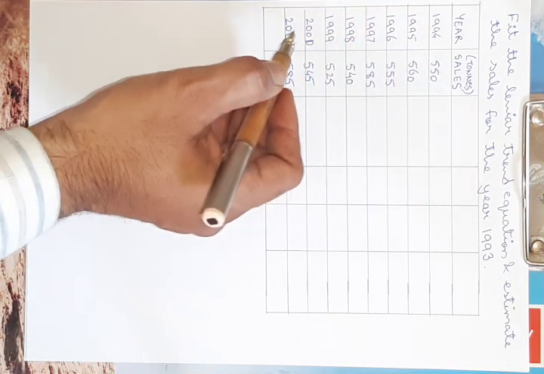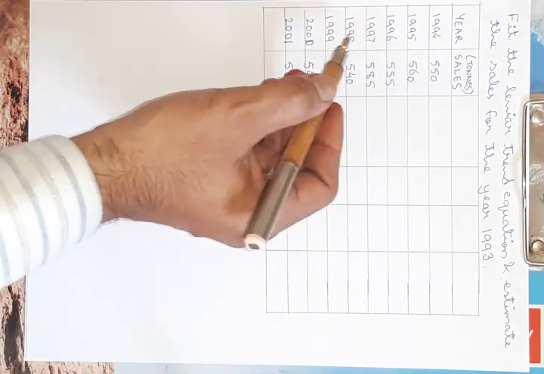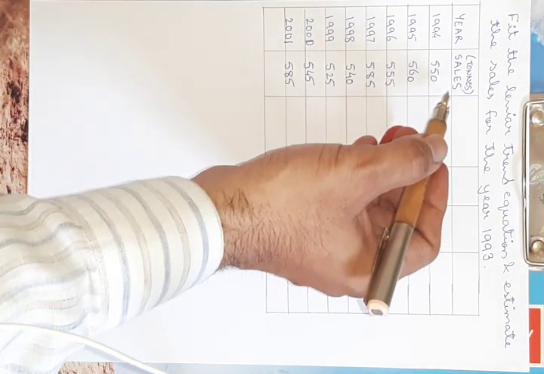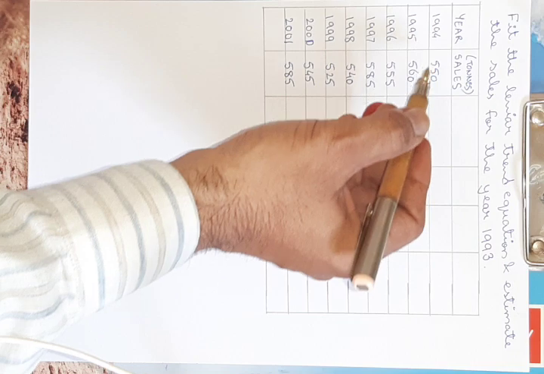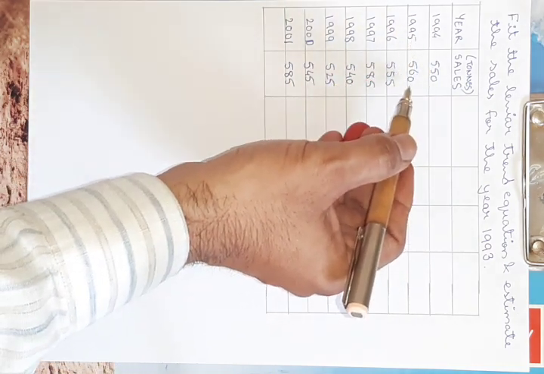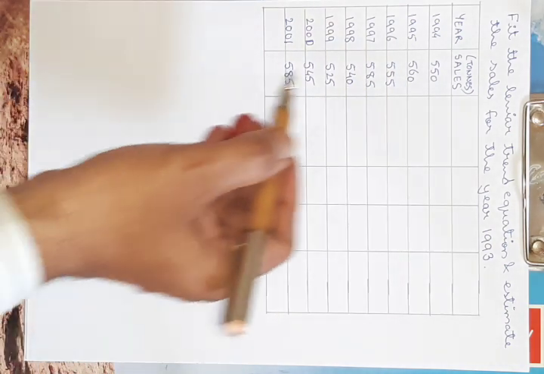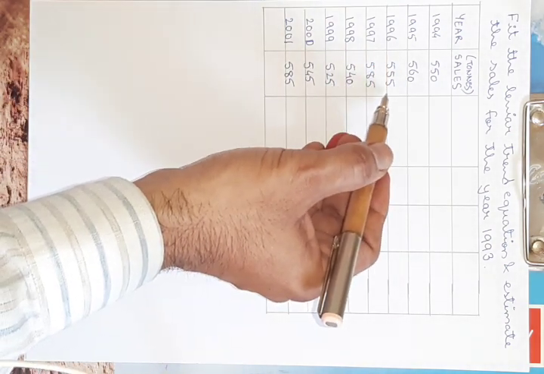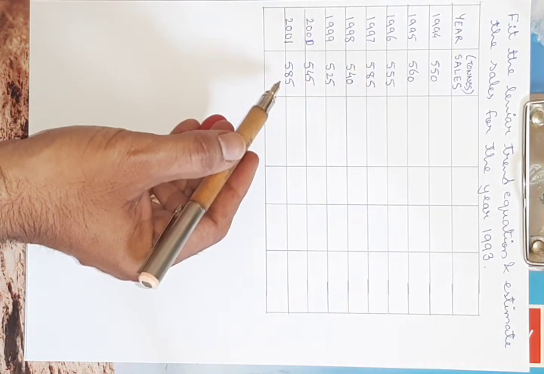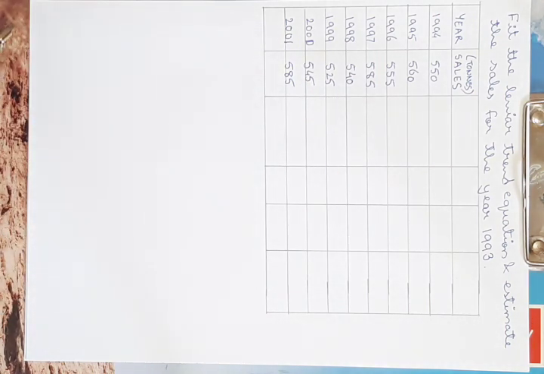In one column, years are given starting from 1994, 95, 96 till 2001, and in the second column, sales in terms of tons are given. In 1994 the sales was 550 tons, in 1995 the sale was 560 tons, in 96 the sale was 555 tons. Similarly, in the year 2001 the sale was 585 tons. Now here, friends, we need to calculate the trend values and also the two trend line equations. Now how to calculate that?